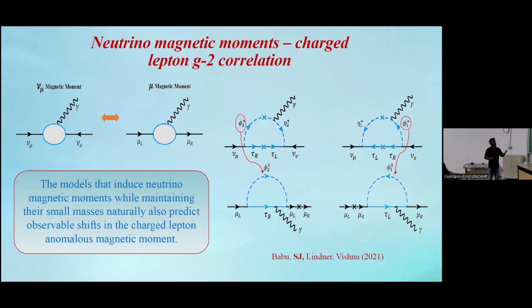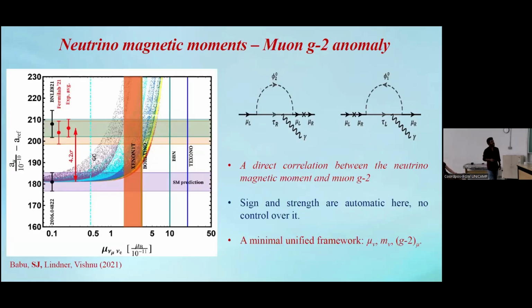If you say any model, the model that you use electromagnetic moments, while maintaining their small masses naturally, also predicts observable shifting charges. That's the immediate conclusion we found. Here we are showing some muon g-2 prediction with some reference numbers, and this is the neutrino magnetic moment in two axes.